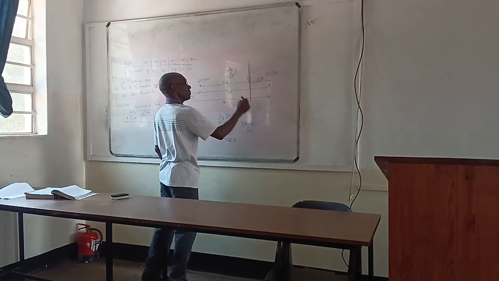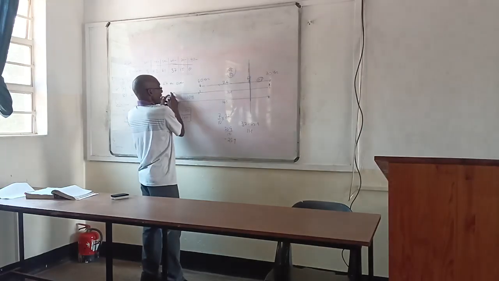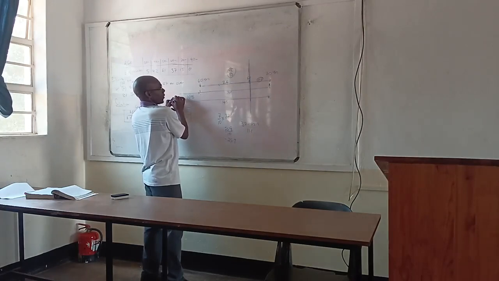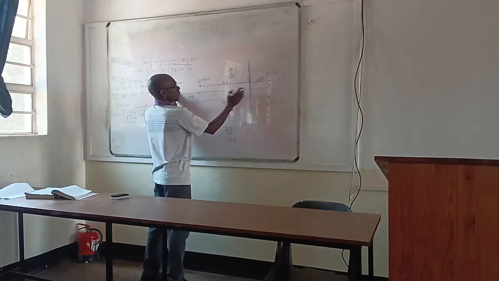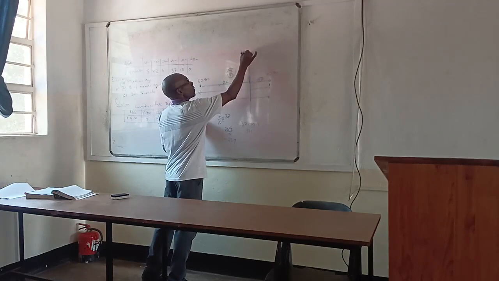From here to here we are saying it's 26, and from there it's 100 and what? So add the two, and it's going to be 134. So up to here, it is 134.